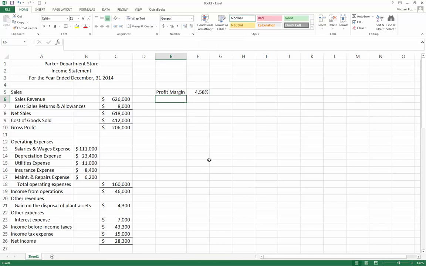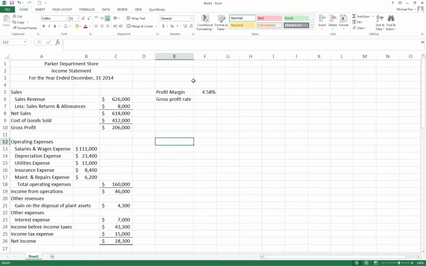All right. Then we have gross profit rate, not rage. I don't know what that would mean, gross profit rage. That's what I get when my gross profit is too low, I guess.